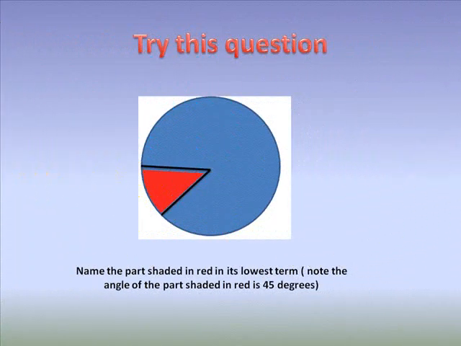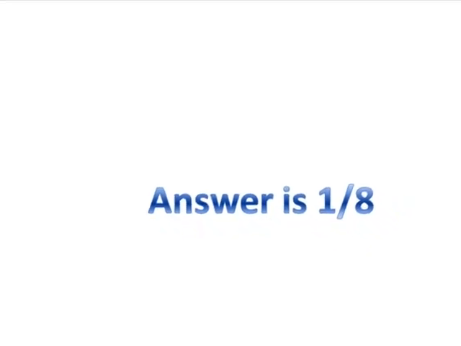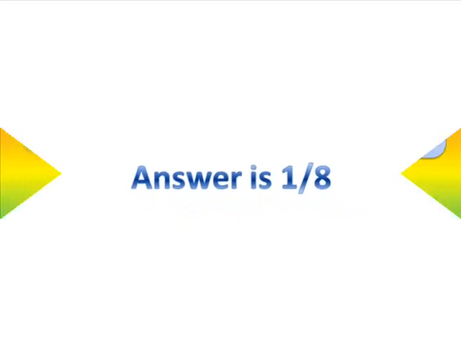Now, try this question. Name the part shaded in red in its lowest term. Note the angle of the part shaded in red is 45 degrees. Pause the video and try this question. Did you get 1/8? If not, you should try to do it over before moving on in the lesson.